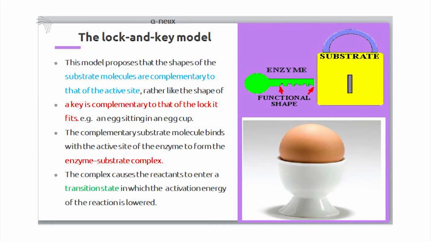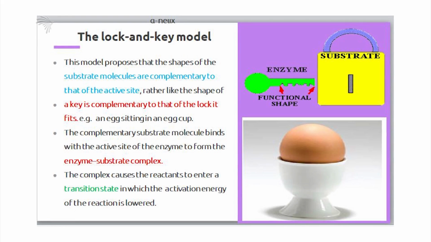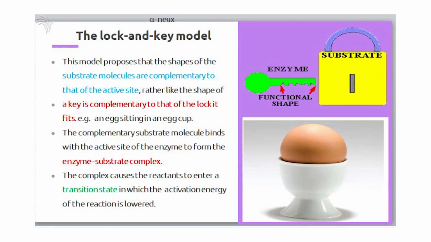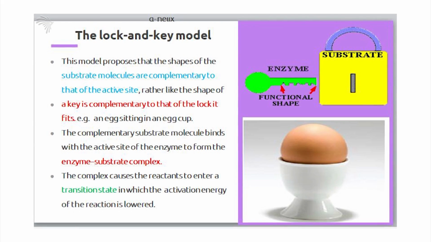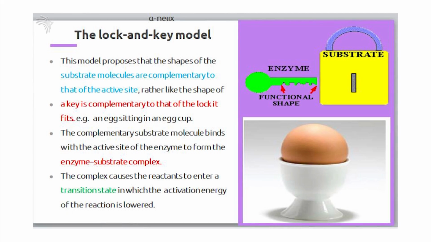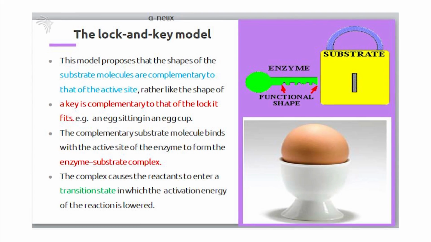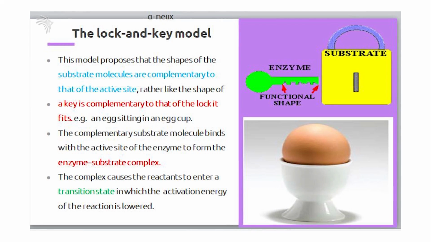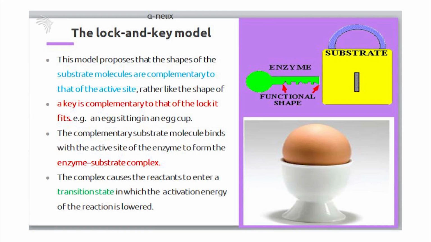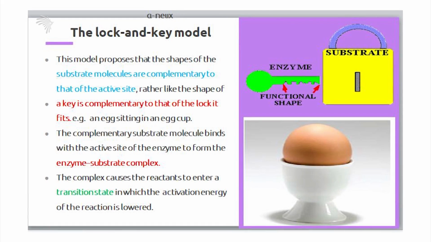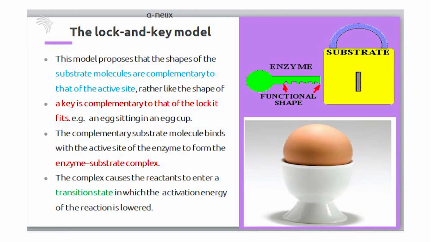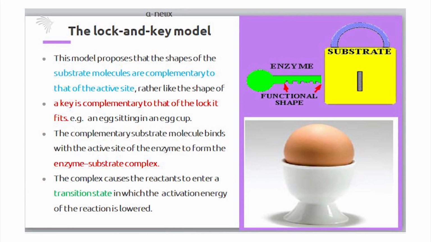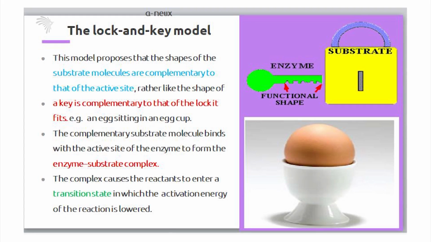In the lock and key model, the substrate is complementary to the active site of the enzyme. In the induced fit model, the enzyme adjusts or reshapes itself to bind to the substrate molecule. So this is a difference between the two models. In the lock and key model, as you can see here with a key and lock on the left side, the shape of the substrate molecule is complementary to that of the active site, rather like the shape of a key is complementary to that of a lock, so it fits. Like a key and lock, hence the name lock and key model.